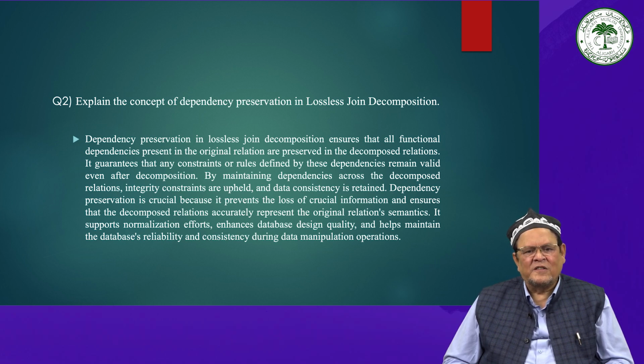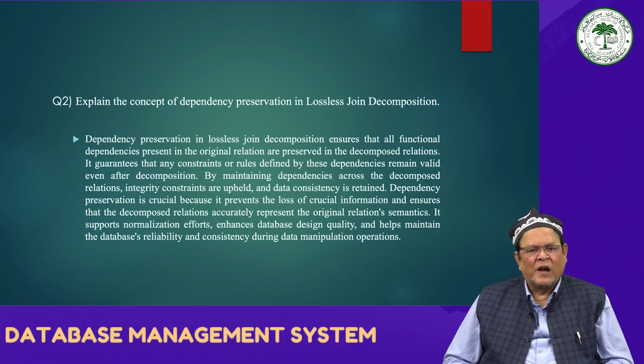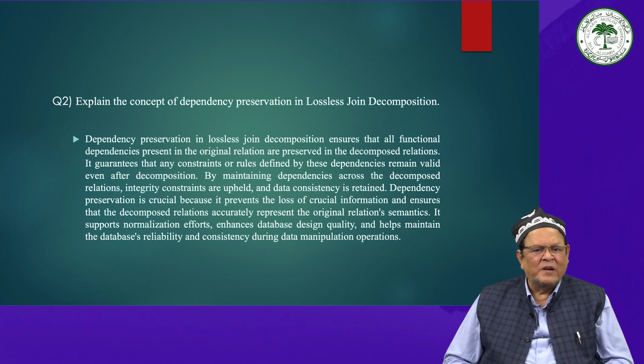By maintaining dependencies across the decomposed relations, integrity constraints are upheld and data consistency is retained. Dependency preservation is crucial because it prevents the loss of crucial information and ensures that the decomposed relations accurately represent the original relation's semantics. It supports normalization efforts, enhances database design quality, and helps maintain the database's reliability and consistency during data manipulation operations.